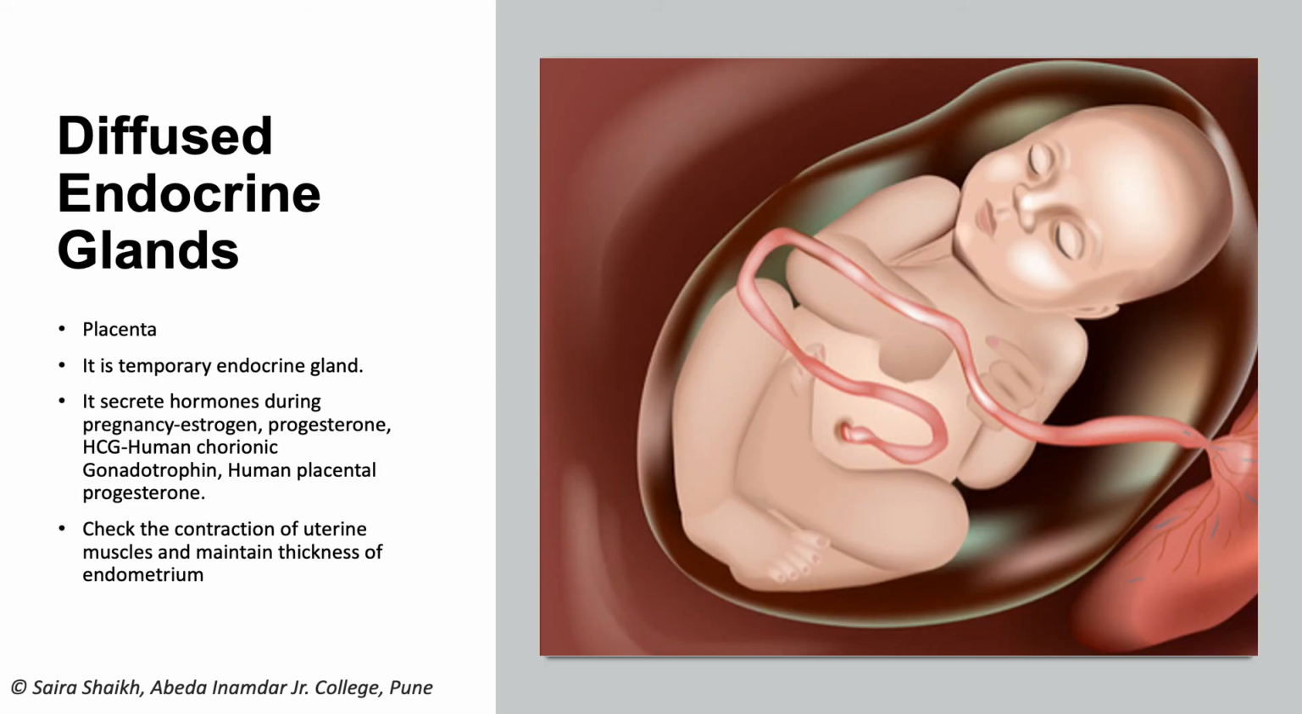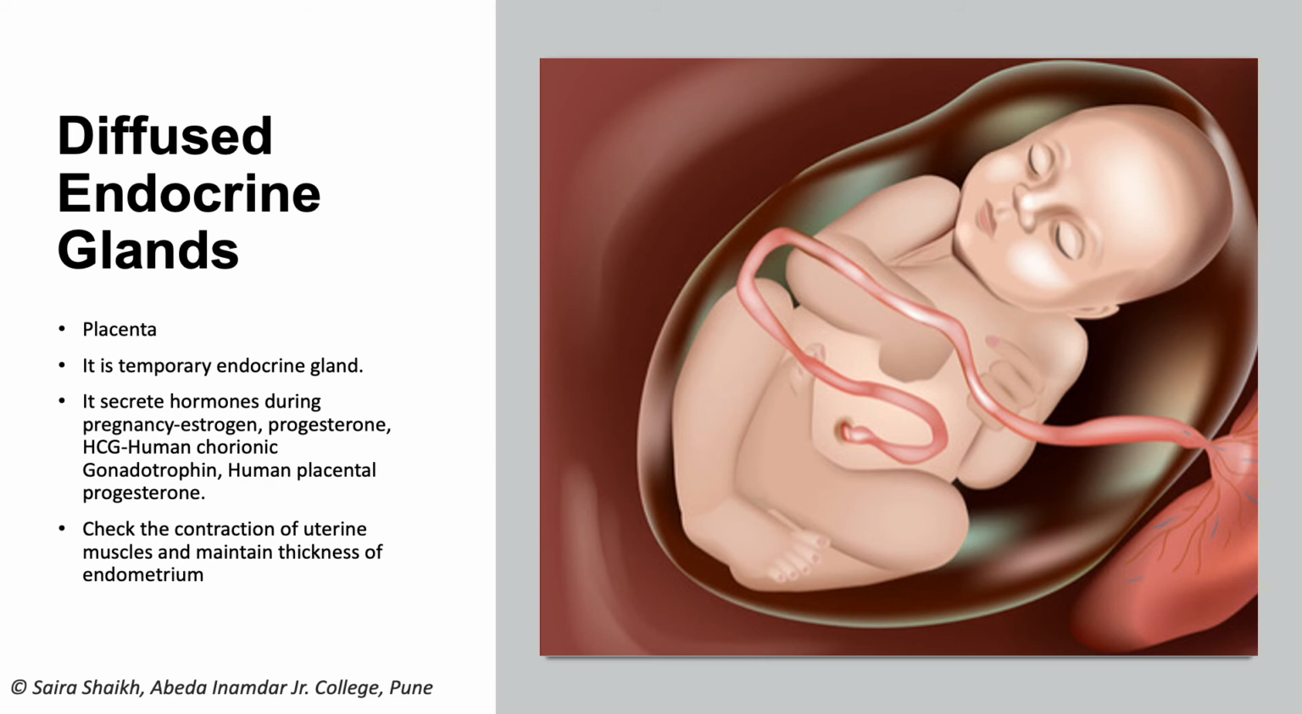Placenta is a diffuse endocrine gland. This structure is produced inside the uterus. Uterus is a sac where the babies get developed. To provide nutrition to the developing baby, the placenta structure is formed. Placenta structure connects the baby. Through the placenta, the nutrition is passed for the development of the baby.